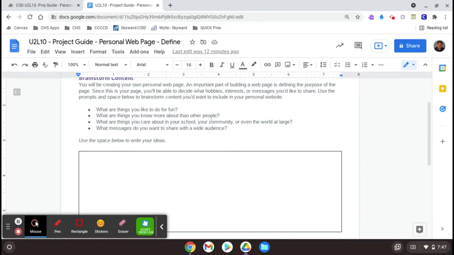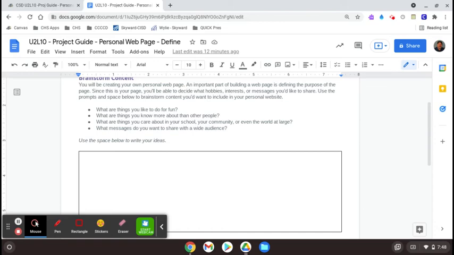What are things you care about in your school, your community, or even the world at large? When you see the world at large, that means basically the world. They put at large, it's just a fancier way of saying the overall scope of things. So, what do you care about in your school or your community? Maybe you want to have a block party for people in your neighborhood, and you're creating a website so they can be informed about it.